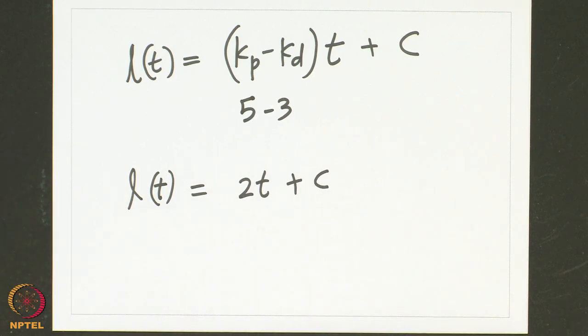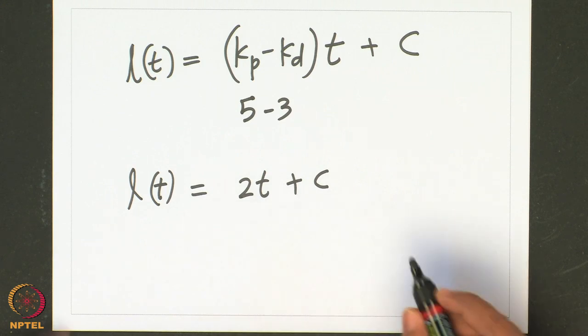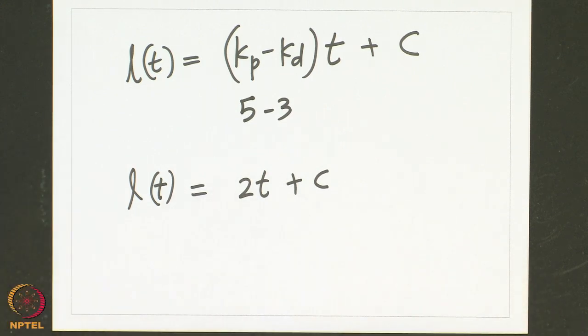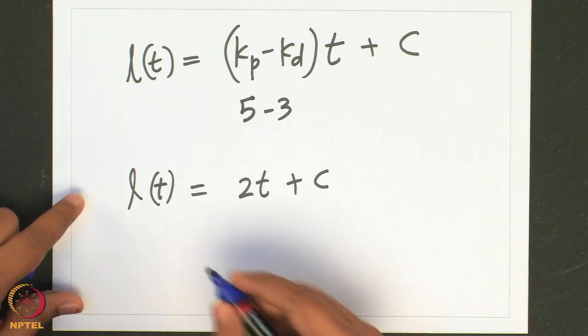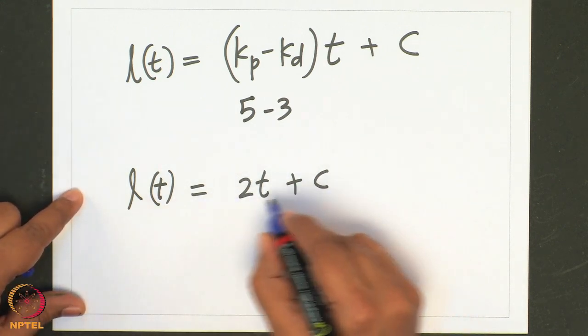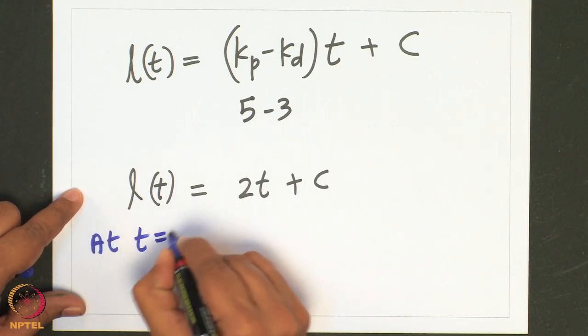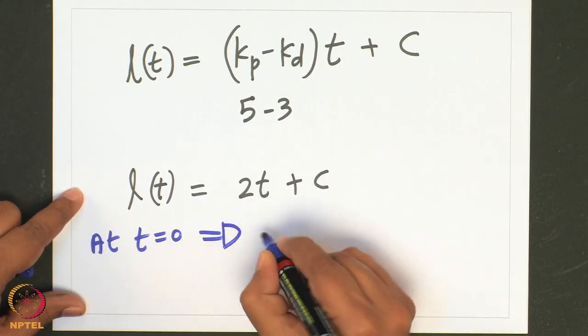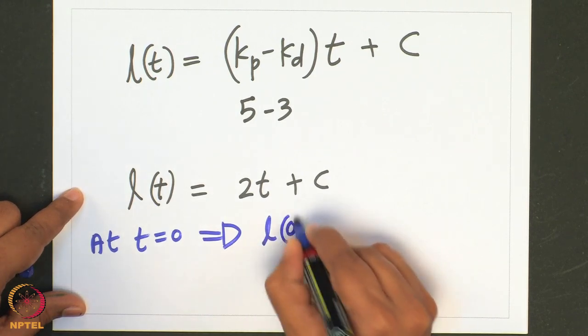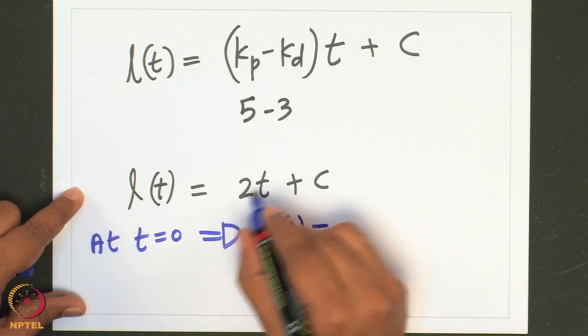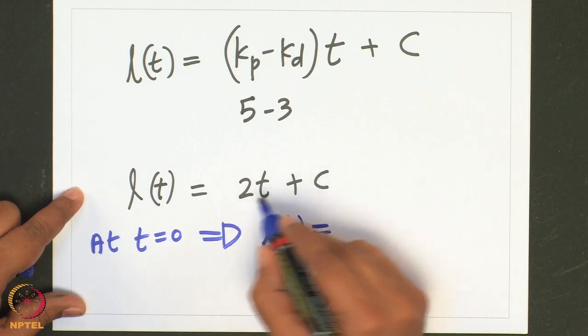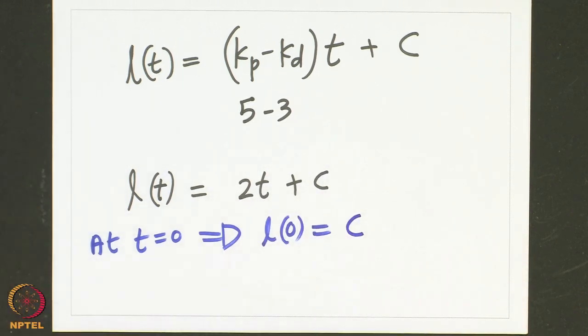Now, we do not know c. What is c? If I look at this equation and substitute t equal to 0, then at t equal to 0, the length L0 will be 2 times 0, which is 0, plus c. So, c is nothing but L0.